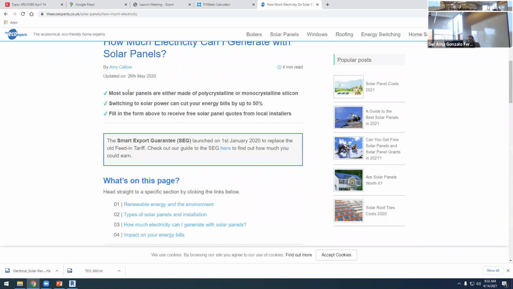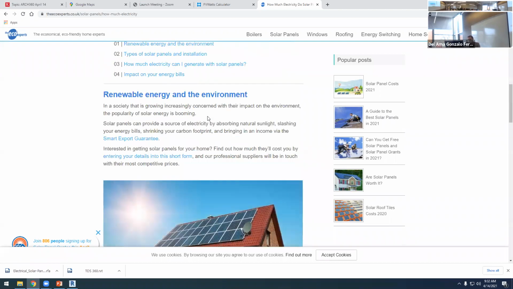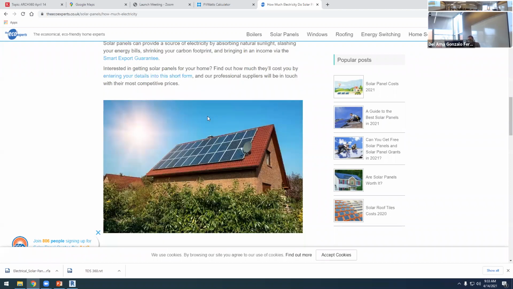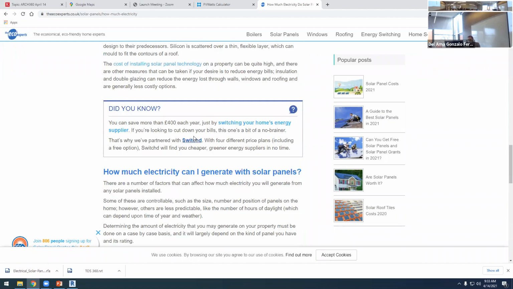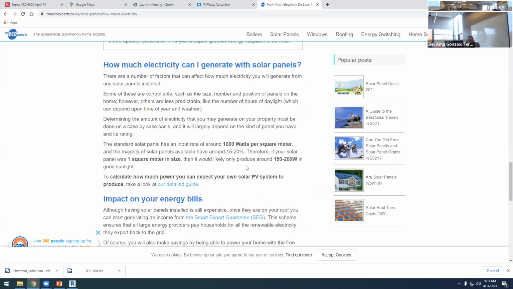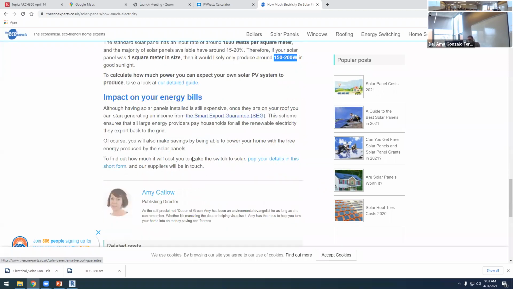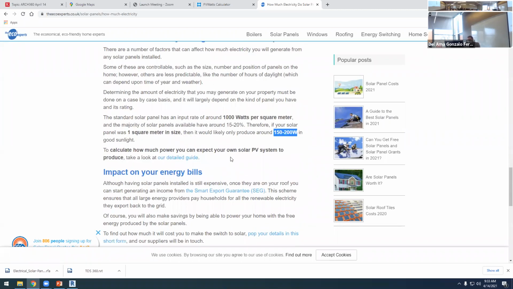Multiple panel, yeah. So most panels are either made of polycrystalline or monocrystalline. We don't have the thin film. Mono and polycrystalline, it's the same. There's a difference, but for us, it can be the same technology. And I want to find, okay, it will likely only produce around 150 to 200 watts in good sunlight. Okay, but yeah. So this is the average.